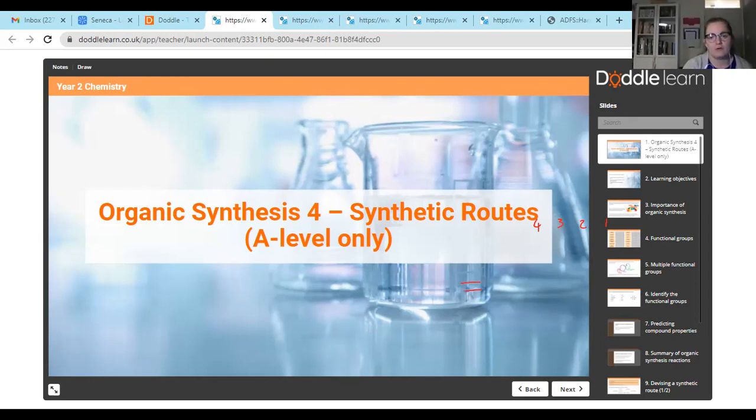Third example is 2-chlorobutane. It's not 3-chlorobutane. And there are 2 more structural isomers of C4H9Cl, but they have a longest chain of 3. They're just a few examples of our isomers there.